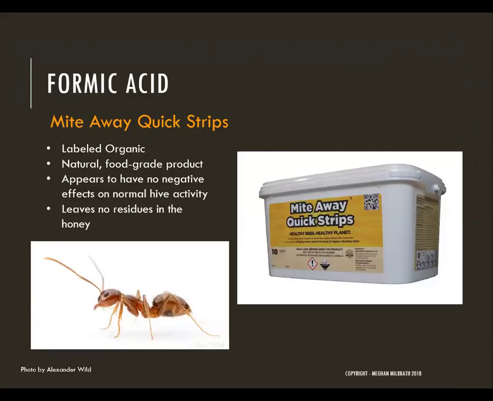All right, so formic acid is another one that you can use in the summertime when honey supers are on. It is labeled organic, so if you're working on an organic farm or that's a concern for you, this is an option that you can use. Again, it's a food grade product, so you can use it when honey supers are on. It doesn't have huge effects on normal hive activity, and it doesn't leave residuals in the honey. I have the picture of an ant on here because formic acid is the thing that stings when ants bite you. So it is something that is completely naturally derived.